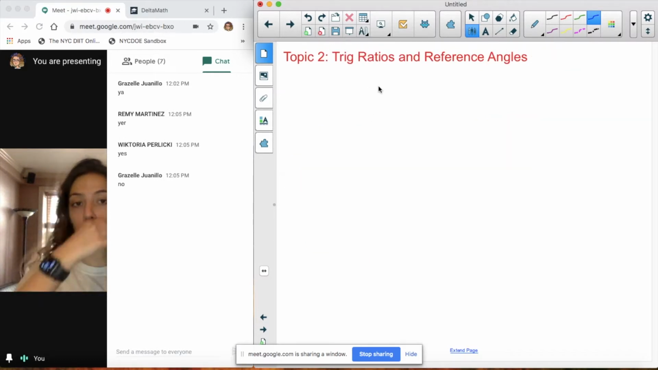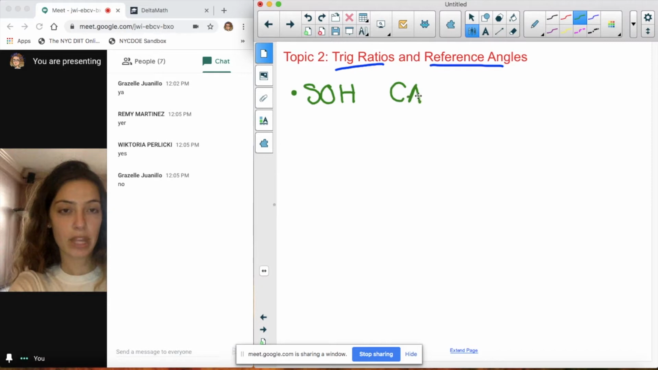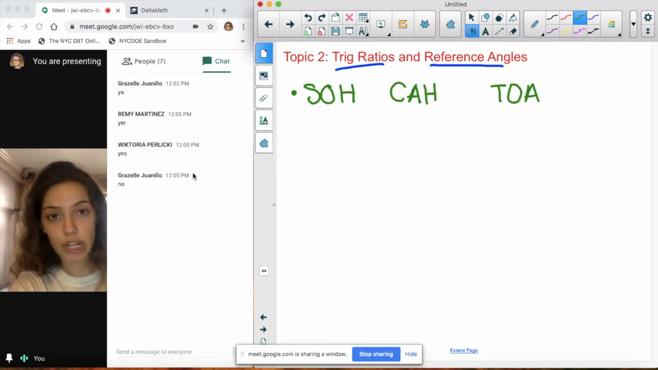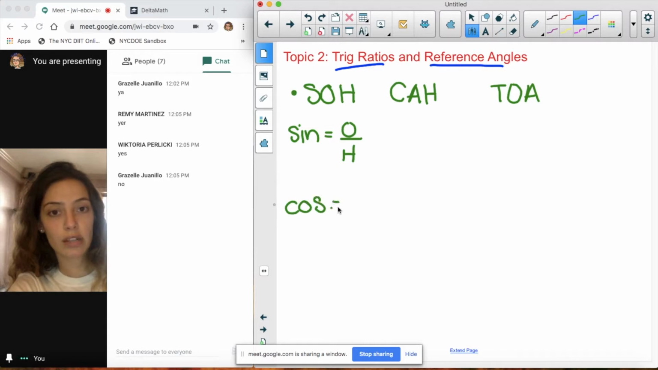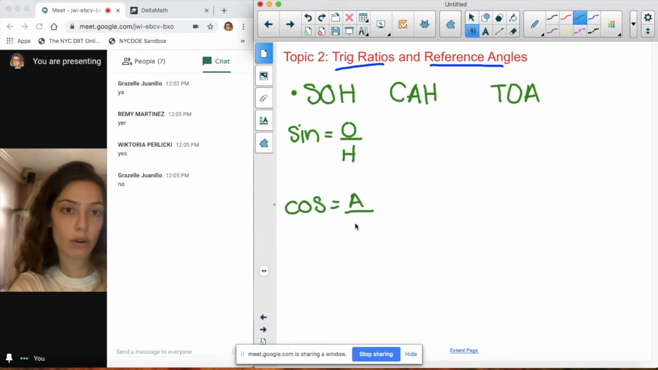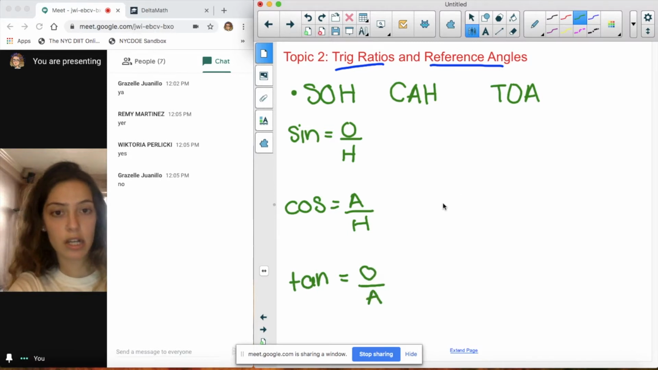So topic 2 are our trig ratios and our reference angles. So for the trig ratios, we use SOHCAHTOA. Okay? This helps us remember the sine, cosine, and tangent ratios. So sine, you find that ratio by doing opposite over hypotenuse. Cosine, you find by doing adjacent over hypotenuse. And tangent you find by doing opposite over adjacent.